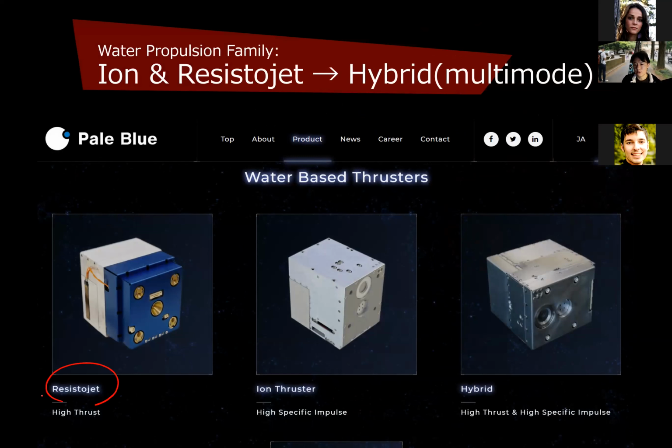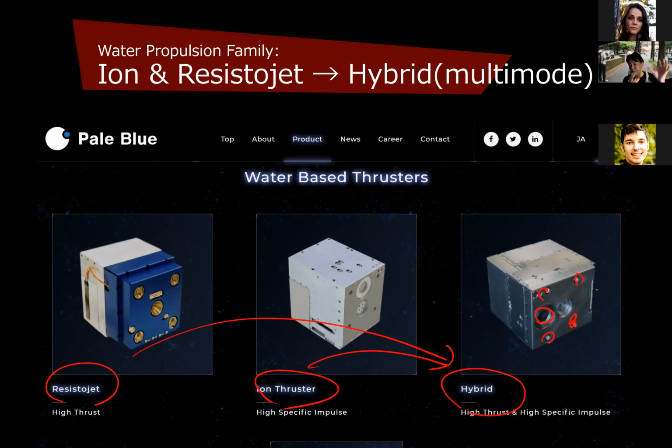So this one is a Laserjet Thruster, and an ion thruster, and the third one is a hybrid thruster. This means a hybrid of resistojet and ion. So this is a multi-mode propulsion system. It has a Laserjet here and an ion thruster at the center. And compared with the previous ion propulsion system, you see this propulsion system's size is much decreased.